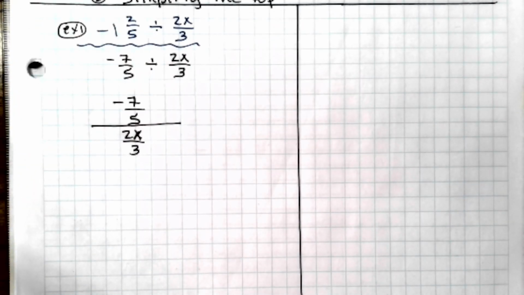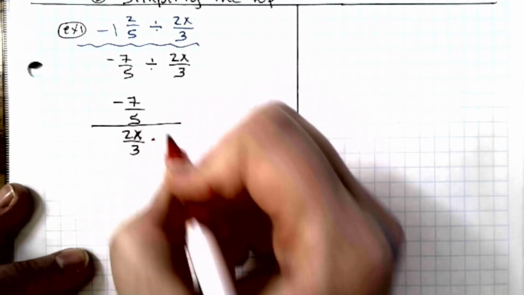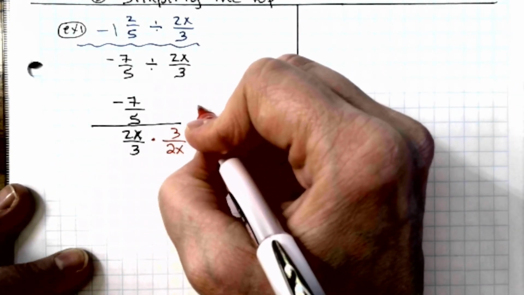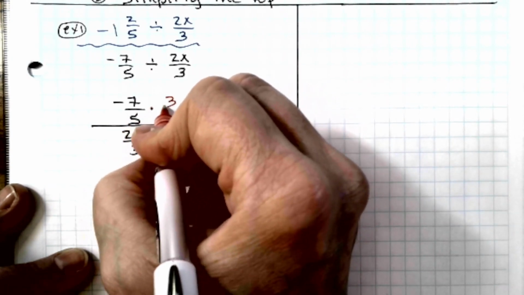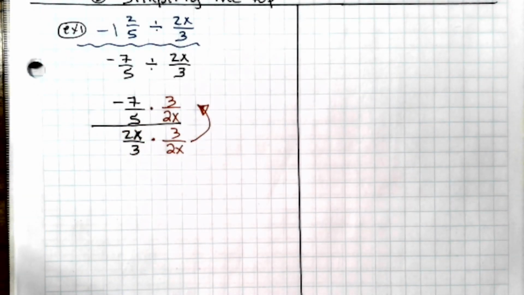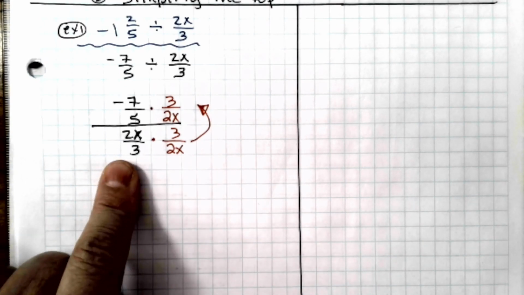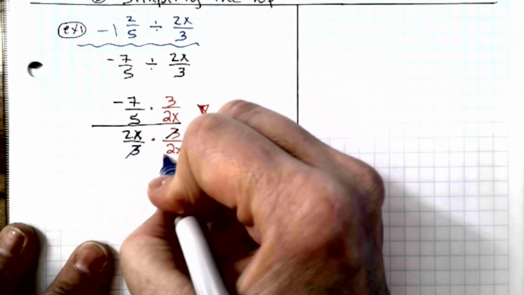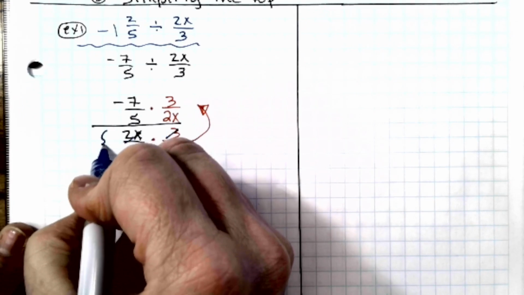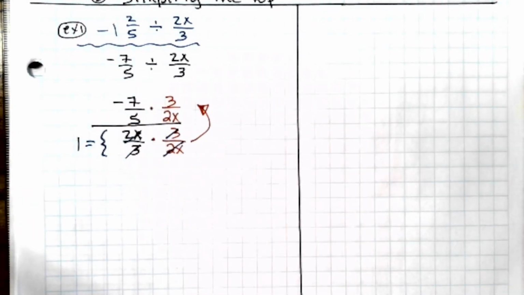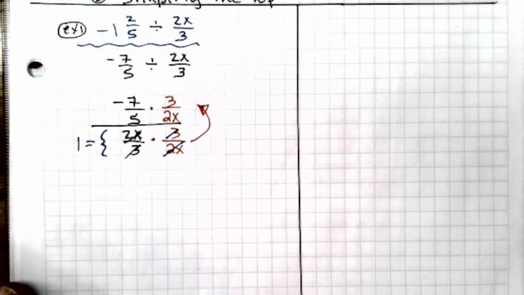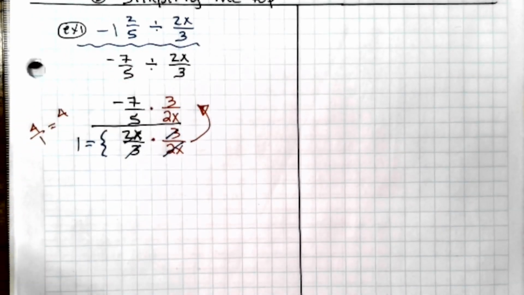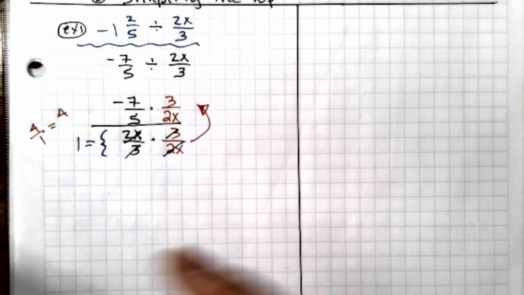Step 3, multiply the bottom by its reciprocal. So the reciprocal of 2x over 3 is 3 over 2x. And then you're going to multiply the top by the same number, 3 over 2x. What happens is when you multiply an original number by its reciprocal, everything divides to 1. 3 goes into 3 one time, 2x goes into 2x one time, and the entire bottom of the fraction equals 1. As you know, any number over a 1 is itself. So we can now disregard the bottom and just work with the top.